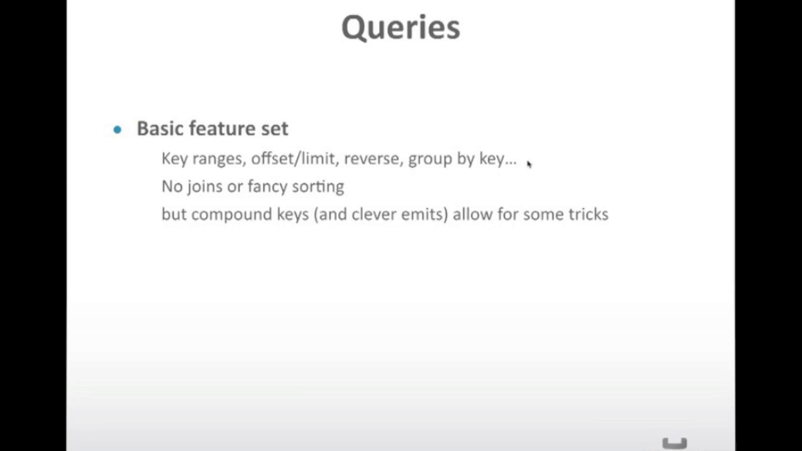So queries, if you're used to SQL, the feature set is a bit more basic or limited. You can ask for a range of keys out of an index. You can set up an offset and a limit if you want to do pagination. You can reverse the order, as we're doing in our view. And you can specify some more advanced things like grouping. The main limitation is that it doesn't have things like joins, and it can't do multiple different kinds of sorting. But you do have some interesting abilities like using compound keys or array-based keys that I'll touch on a little bit at the end.